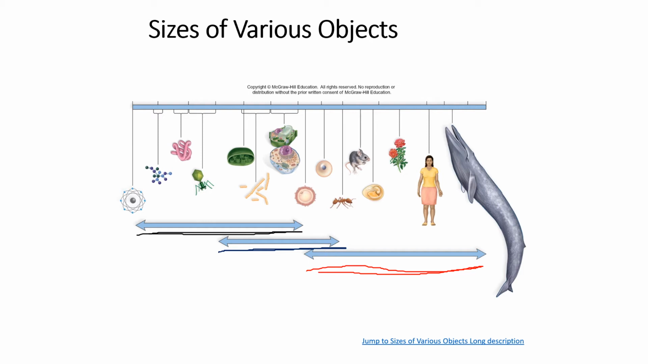We can detect atoms, but we can't really see atoms. So that's why the arrow stops just before the atom. We can see molecules if they're large enough. So this is a picture of a molecule, and it is within the range of the electron microscope.